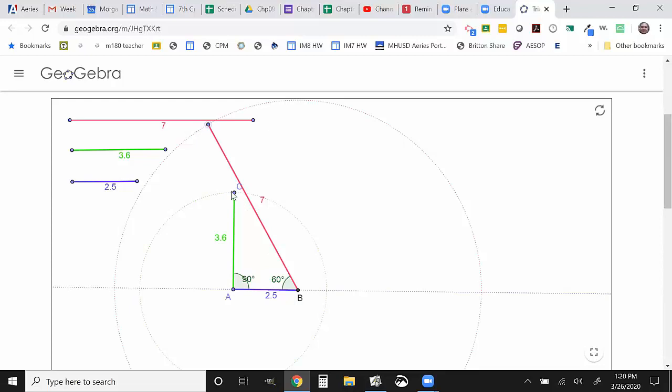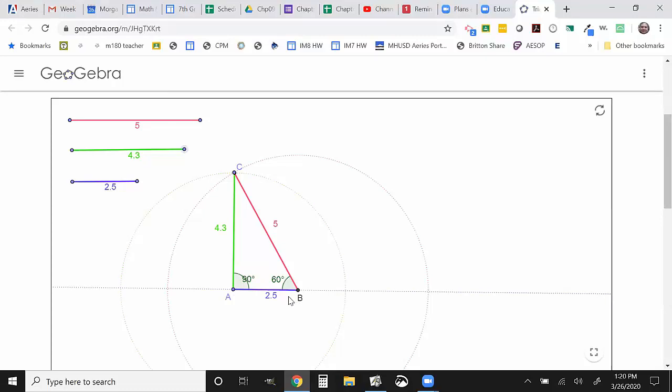Once I make these triangles match up, and I can do that by making the circles shorter until they meet, but I can't change the other sides. You see how these are stuck? So here's my triangle that's 90, 60, 30, and you might have something different. Check yours, see what you got.